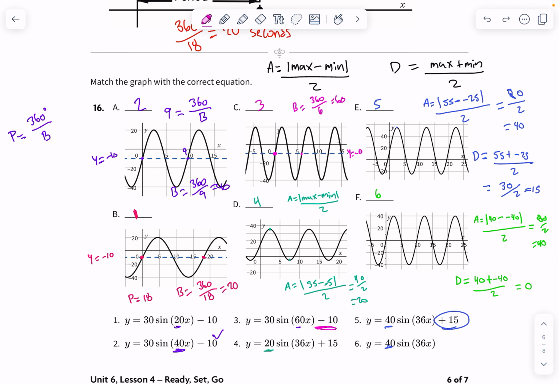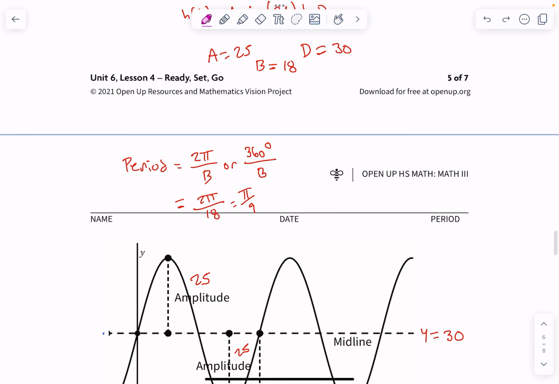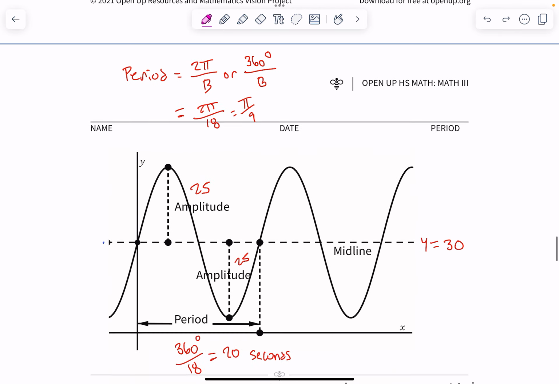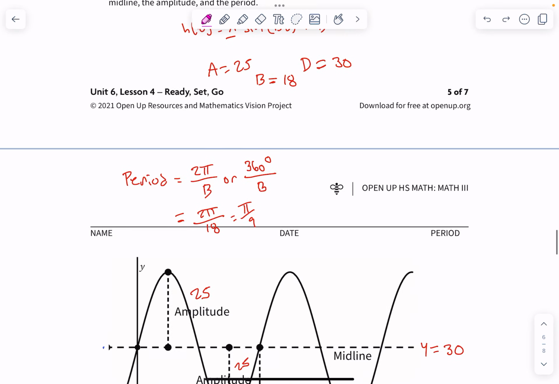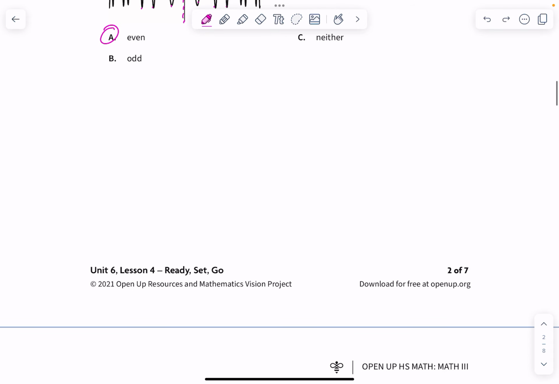This was finding our amplitude and our vertical shift. Period is 2 pi over b or 360 over b. In this case, we used this definition of it, but it's important to be able to do both. And we talked about even and odd functions, okay?